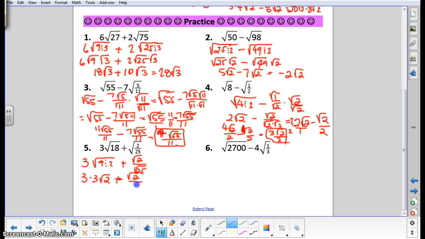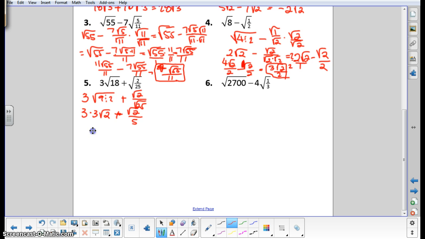I bet you guessed it. That's 5. You didn't have to guess it, you could just calculate it. So 3 times 3 is 9 root 2 plus root 2 over 5. So if we make this into a fraction over 5, then we can add those together and simplify.